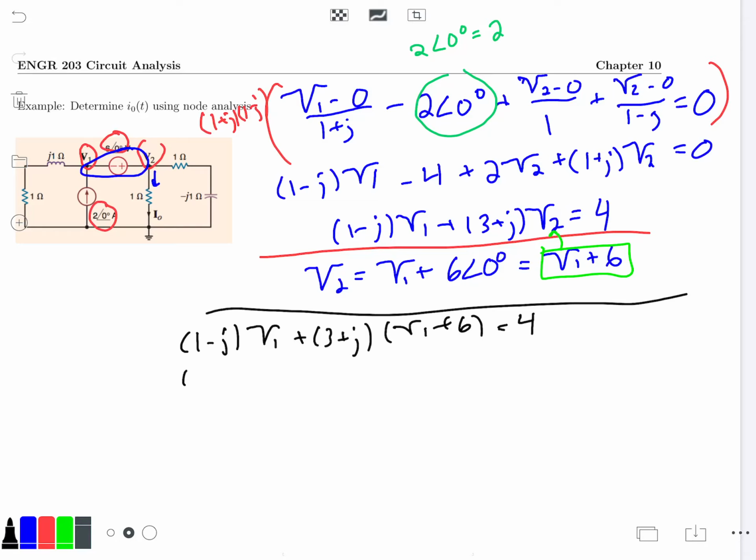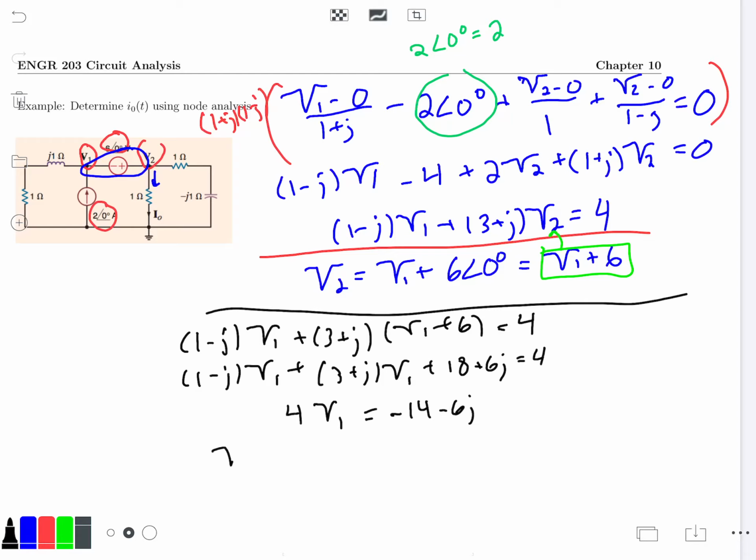V2 is V1 plus 6. And let's see here, I have 1 minus j V1. If I kind of go ahead and distribute the 3 plus j, I have 3 plus j times V1. And then 6 times 3 plus j is 18 plus 6j. And then I combine like terms here. I'd have actually 1 minus j and 3 plus j is going to be just 4 V1. And I can move this over here. 4 minus 18 is negative 14 minus 6j. So V1 is going to be negative 14 minus 6j over 4.